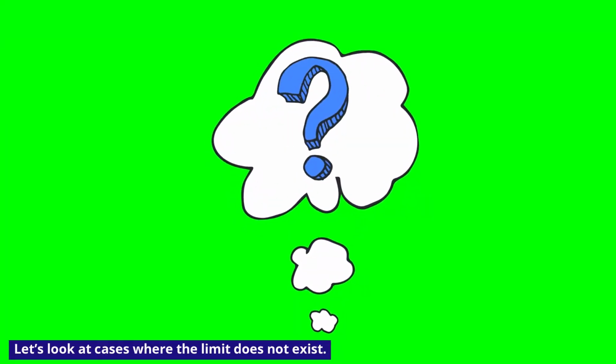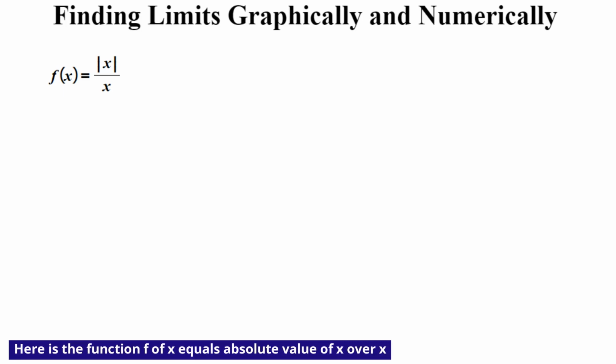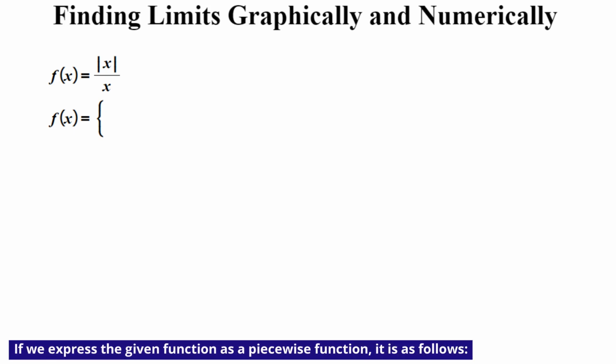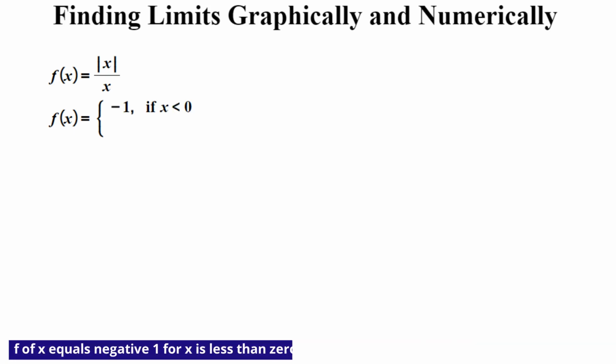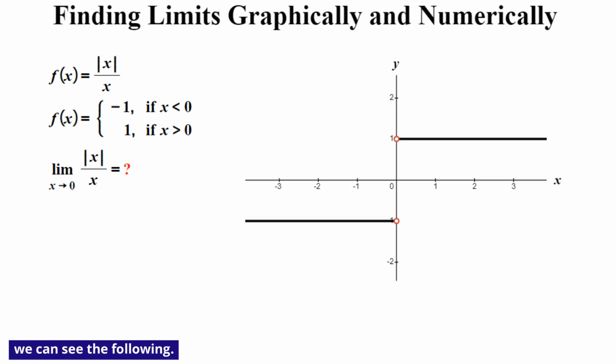Let's look at cases where the limit does not exist. Here is the function. F of x equals absolute value of x over x. If we express the given function as a piecewise function, it is as follows. F of x equals negative 1 for x less than 0, and f of x equals 1 for x greater than 0. When we plot the graph, we can see the following.